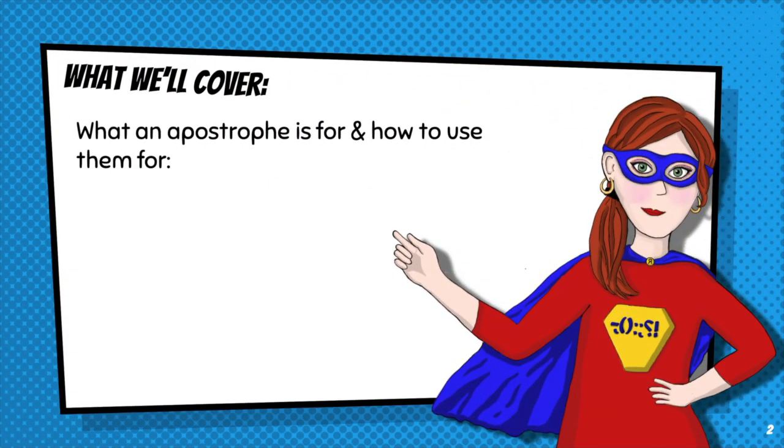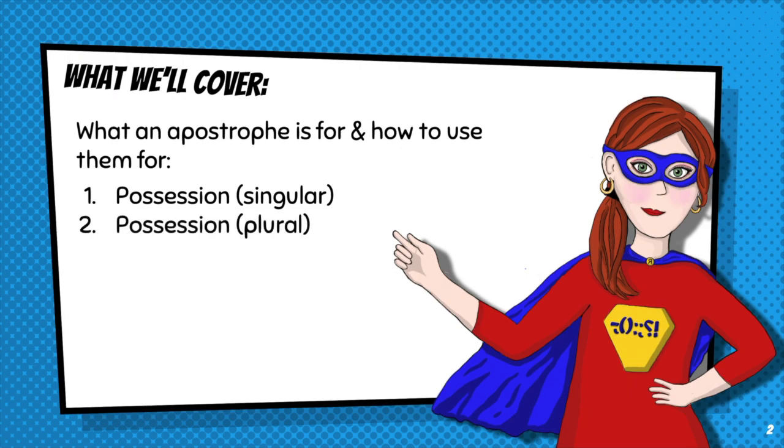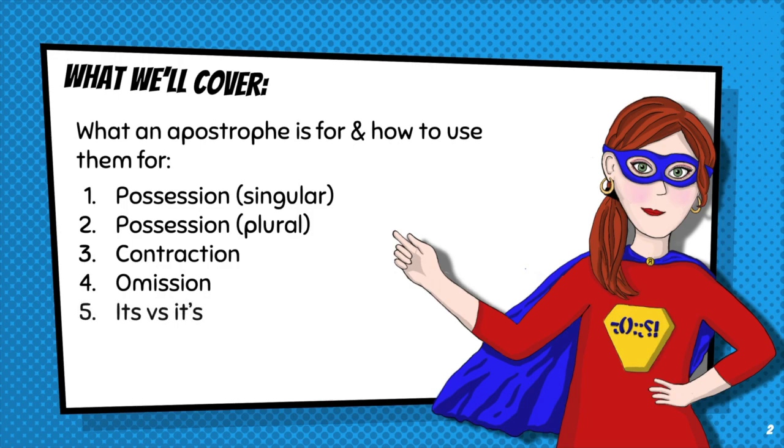We're going to discuss what an apostrophe is for and how to use them for the following things: for possession, singular and plural, contraction, omission, and then it's versus its, with lots of examples to showcase these in action. Now I am going to put the different timings for these different parts of the video into the description box below, so just have a look there and click on the one you're looking for if indeed you're looking for something in particular.